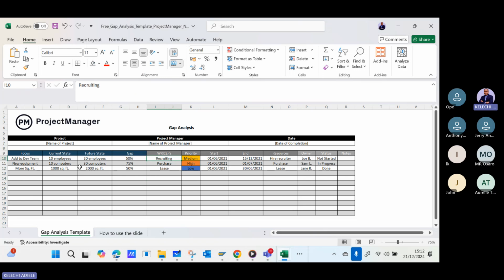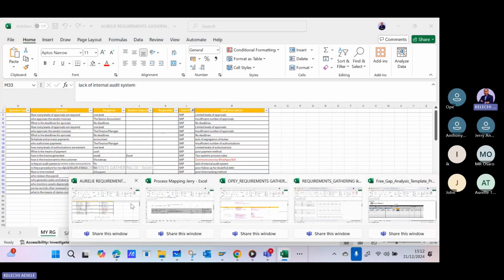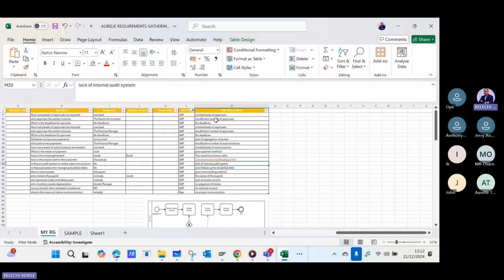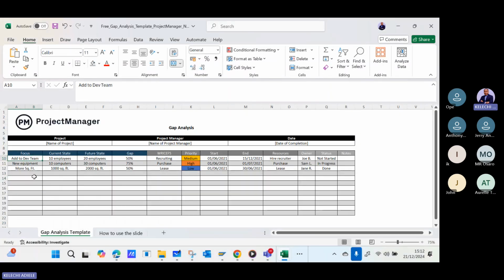So this is an example of gap analysis, right? I'm going to use this example, and I don't want to delete this one. I'll pick one of Tamomo's items and use it. So we have here: who approved this, senior accountant. We have here insufficient number of approvals. When you have these gaps, you now have to go to the users and discuss further.